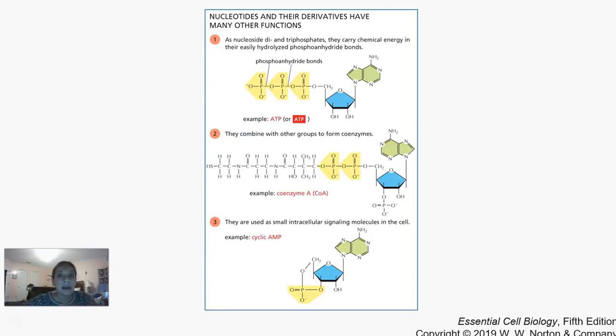So these nucleotides have other functions as well. They don't just make DNA and RNA. The di and triphosphates carry chemical energy. Obviously, they can also be used for energy storage. They can combine with other molecules to form enzymes, like coenzyme A. That's an example of that. They can also be used in chemical signaling processes, intracellular signaling processes. Cyclic AMP is an example of that.